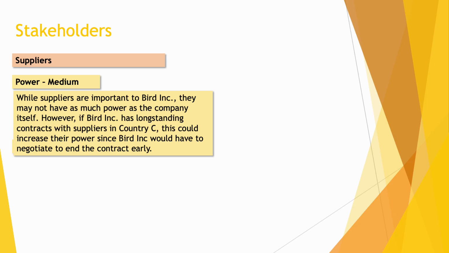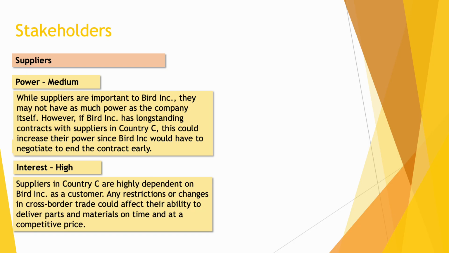Next up, we've got their level of interest. I think with this one, again, it's going to be high. The reason I think it's going to be high is because the suppliers, again, like we said before, in country C seem to be fairly dependent on Bird Inc. as a customer. They are a major customer of theirs. So any restrictions or changes on those cross-border trade issues could potentially affect their ability to deliver parts and materials on time. So it could significantly cause them issues. There's potential really here that Bird could leave and go with someone else, and then they could end up with this huge gap in their order book.